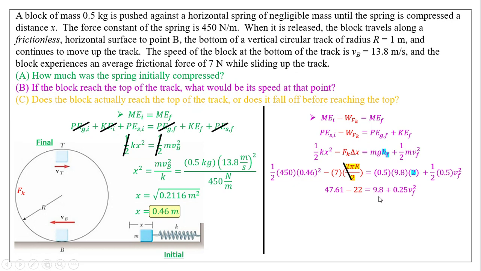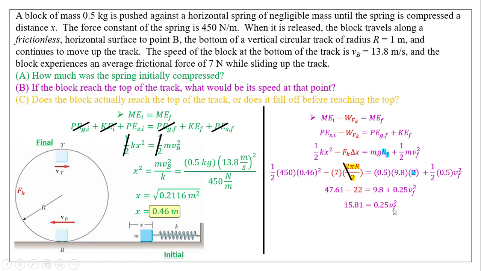So I need to get rid of this 9.8. I'm going to move this 9.8, which is positive, to the other side, which makes it negative. So really, I have 46.61 minus 22 minus 9.8. If you do all that, you'll get 15.81, and that'll equal 0.25 VF squared.